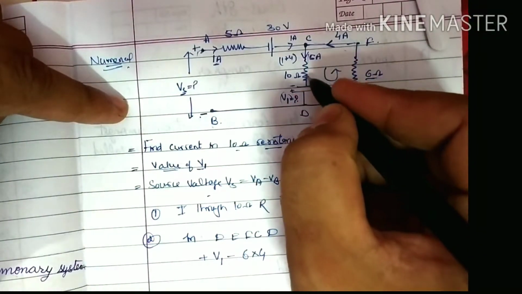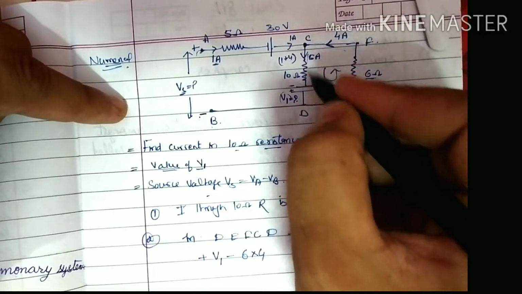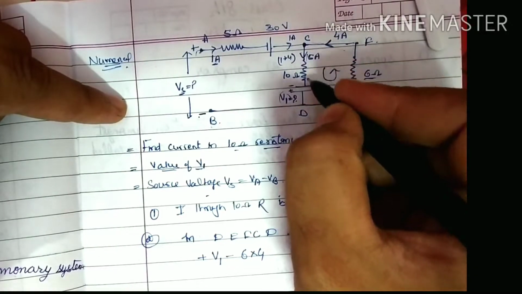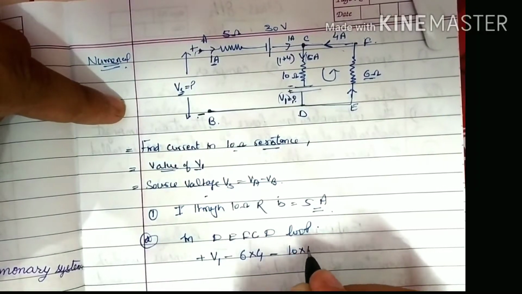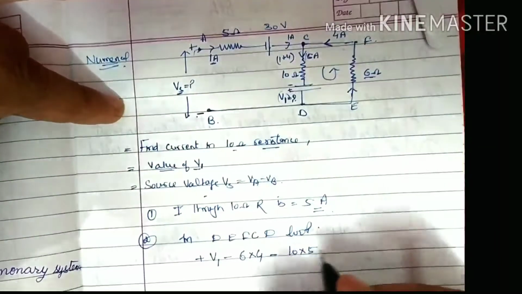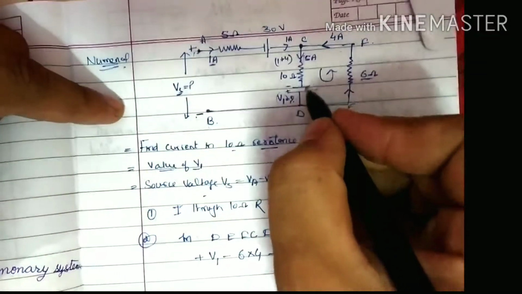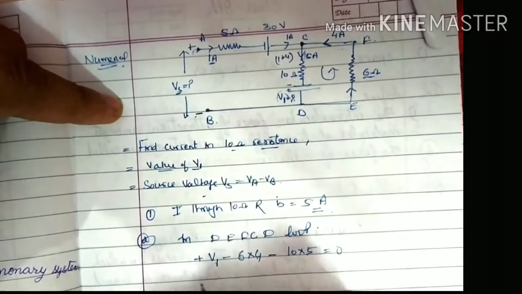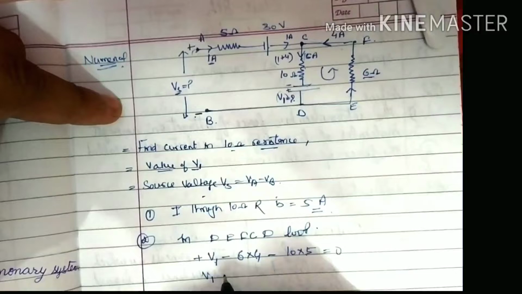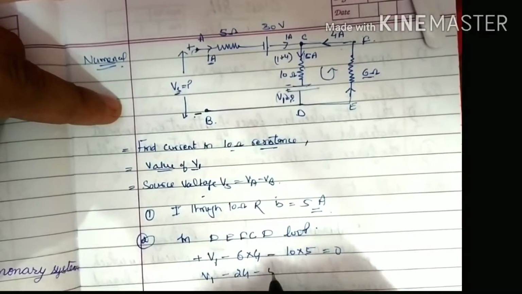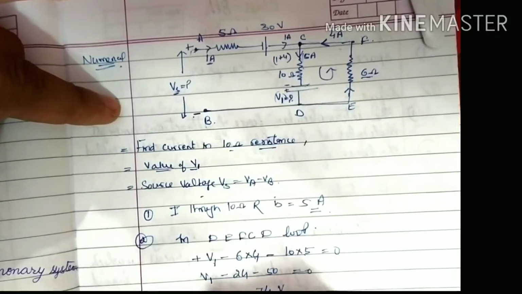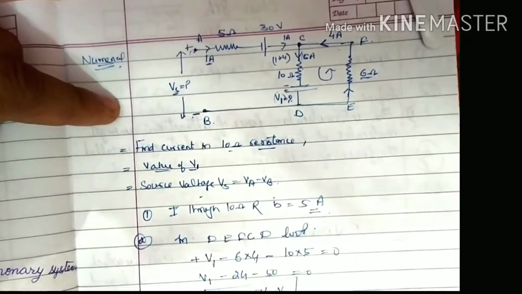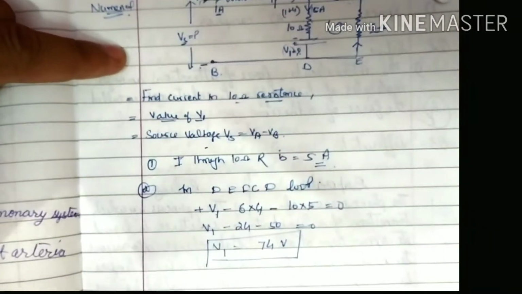Then we reach this resistance. My direction and the direction of the current are both the same, so again a negative sign. So here we get 10 into 5, here 10 into 5, that is equal to 0. So V1 is equal to 74 volt. This is V1. V1 is equal to 74 volt.